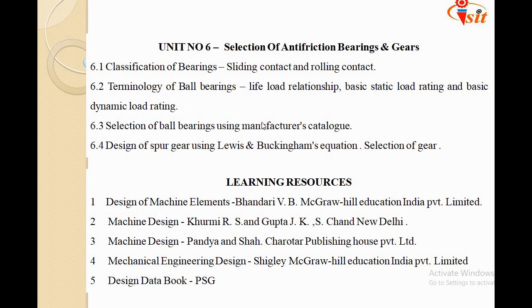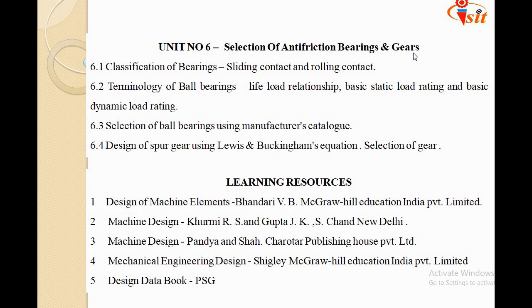Different manufacturers' catalogs are available, but for a particular application we have to select a particular bearing by considering the life load relationship, basic static load, basic dynamic load, its cycles, the load application, the nature of load application, and where it is used. By considering all these parameters, we have to select a particular bearing from a manufacturer's catalog.